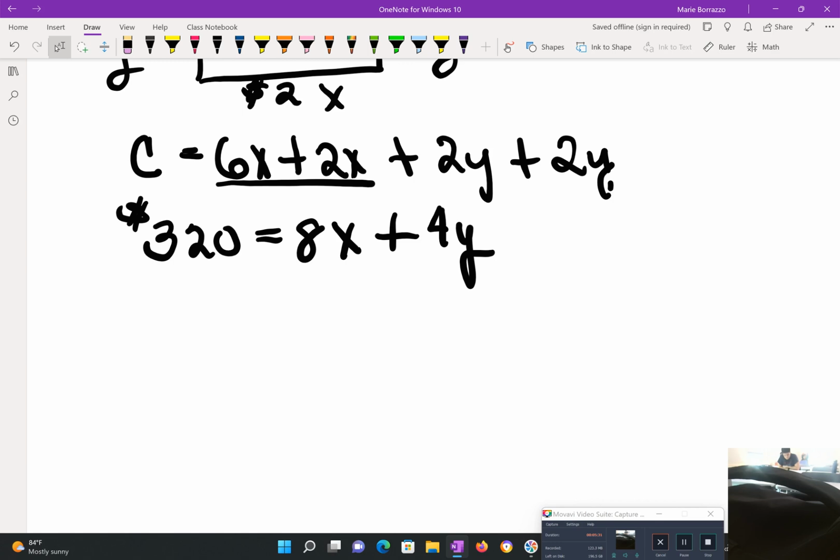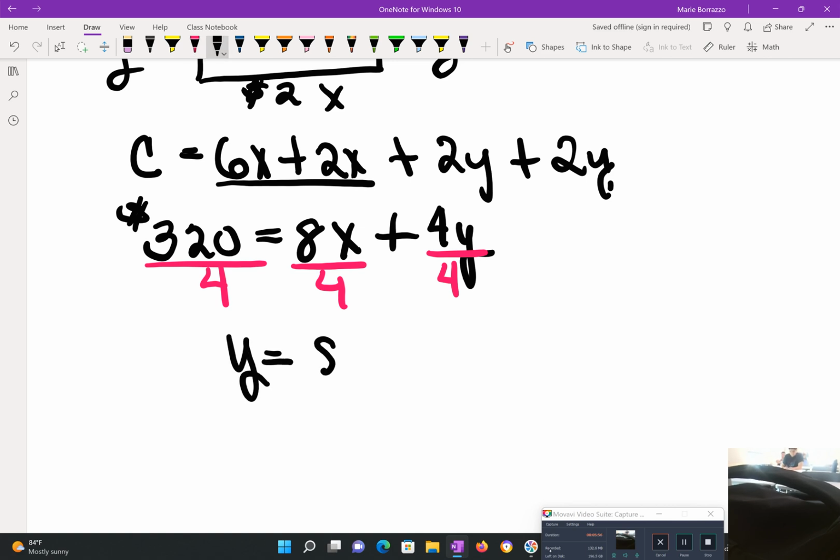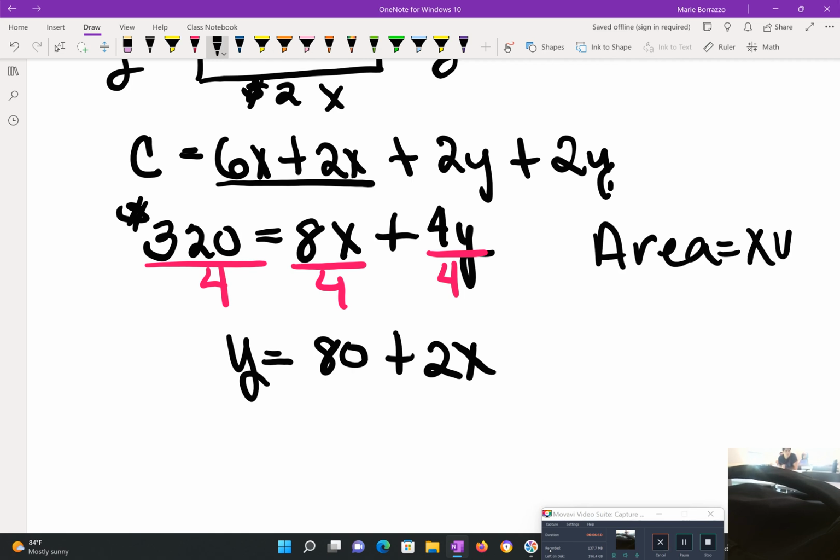Could I possibly divide here? Yeah. What would you divide by? I think 4. So let's divide this by 4, this by 4, and this by 4. Please never make the mistake of just dividing by random numbers. It's always the same number. So this gives us y is equal to 80 minus 2x. Now, going back to what I said earlier, remember that the area formula is equal to x times y.